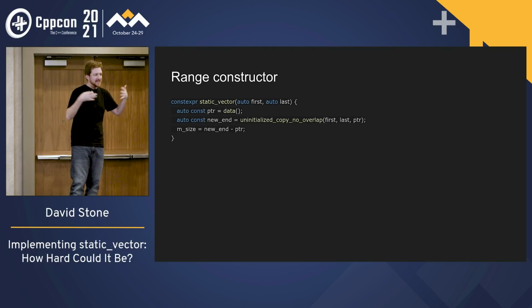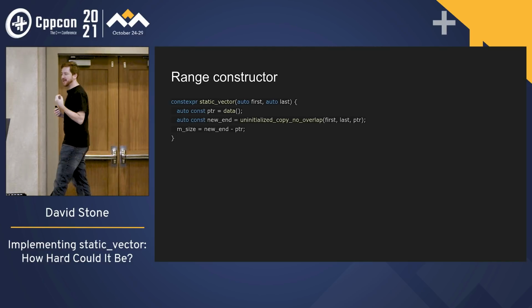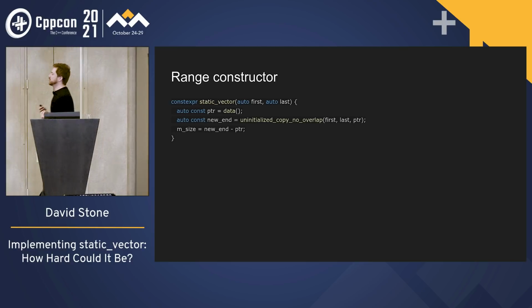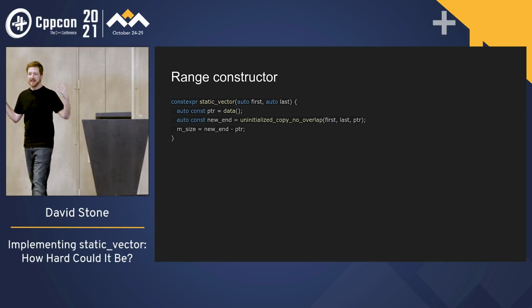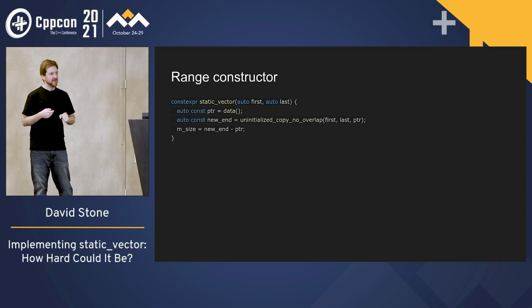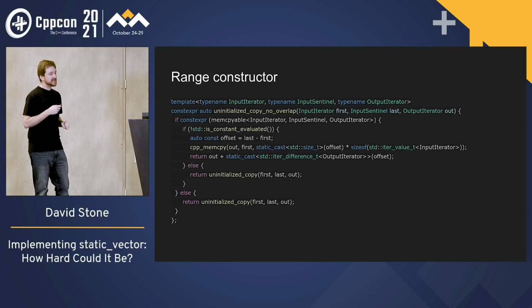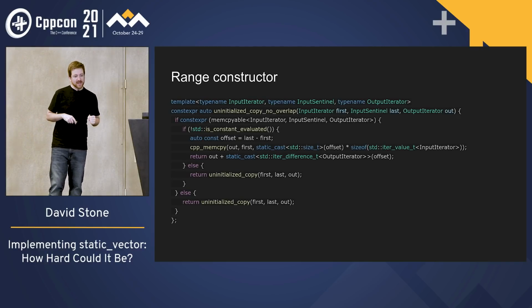So like I said, all of these things end up being connected, even when they seem like independent things, which is why it's important to have a consistent design of the whole thing before you really commit to one thing. The next slide actually is about this function, the uninitialized copy no overlap. What is that?